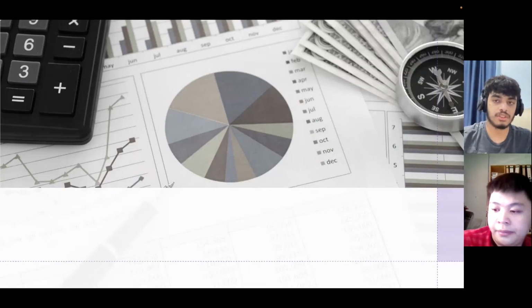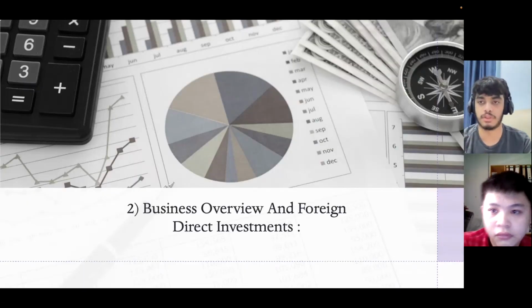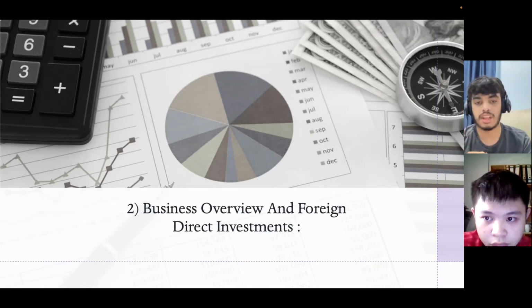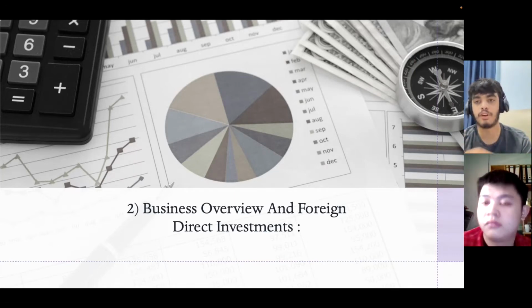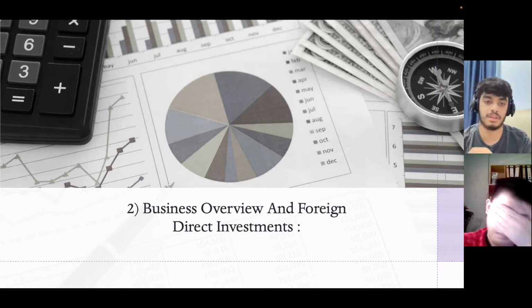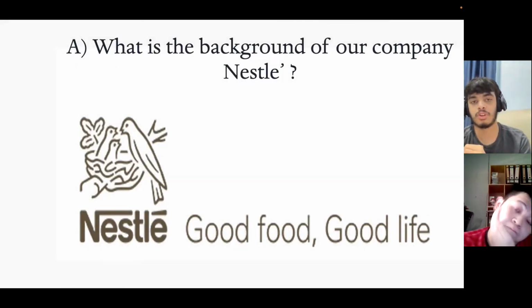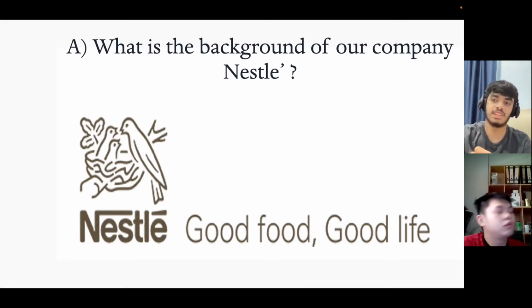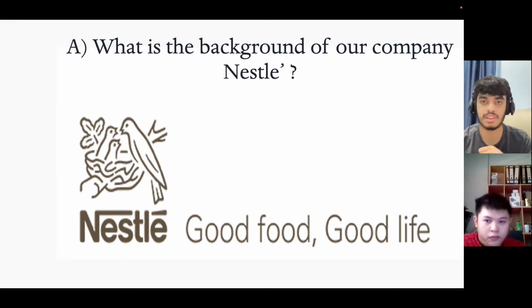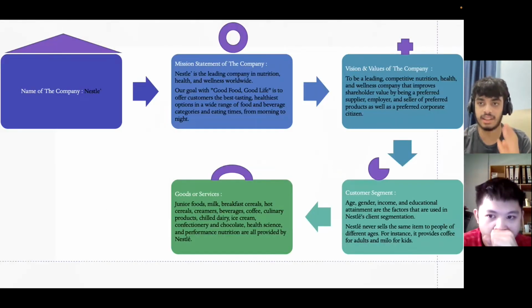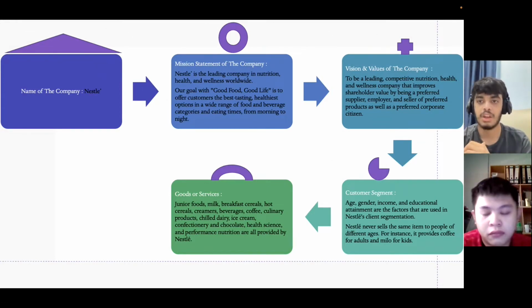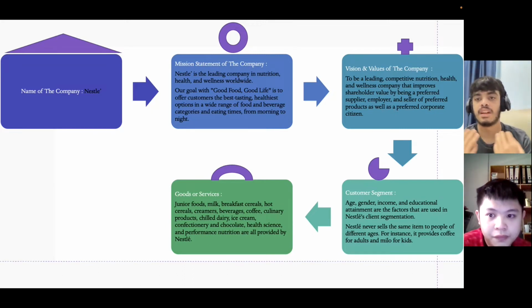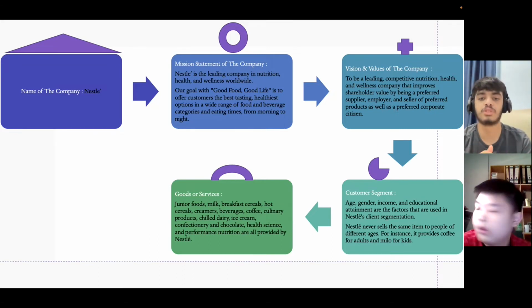All right. So after I've talked about the introduction of our group assignment, next I'll be talking about the business overview and foreign direct investments. Okay. So what is the background of our company, Nestle? As you can see, this is the Nestle logo. I'll be telling you the various backgrounds regarding the Nestle company. After I mention the name of the company, we need to talk about the mission statement, the vision and values, goods and services, and customer segment.